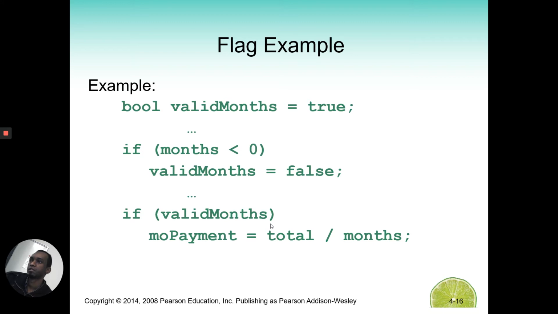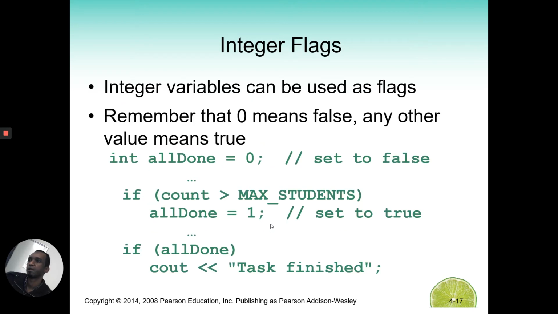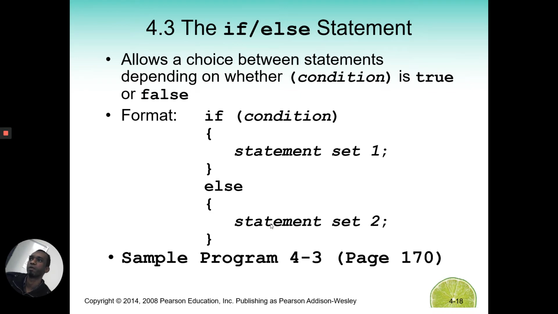Here is a Boolean condition example. If validMonths is true, then if months is less than 0, validMonths equals false. If validMonths, then monthlyPayment equals total divided by months. You can also have integer flags; integer variables can be used as flags. Remember that 0 means false and any other value means true. Again, when you see these examples, try to copy, paste, and run them.